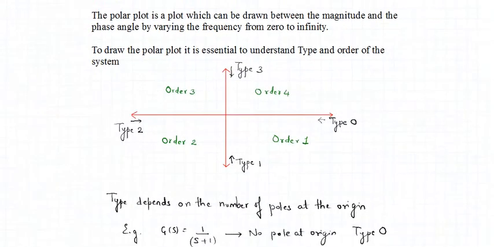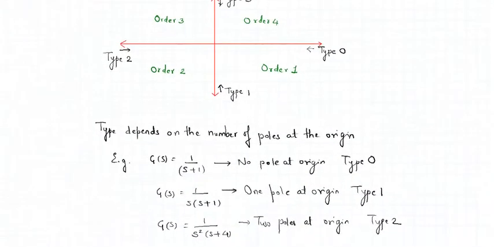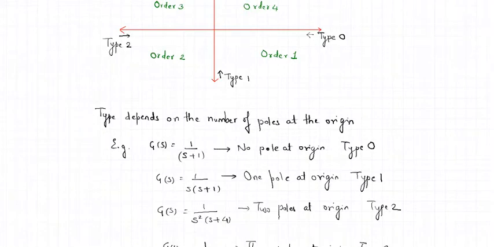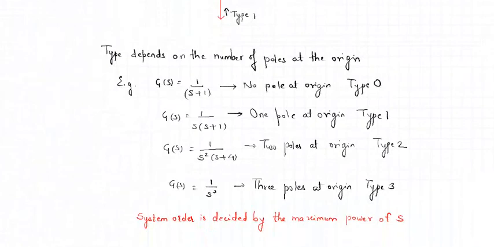So what is type 0? Type 0 is nothing but the system which has no poles at the origin, right? So if the system has no poles at origin, the system becomes type 0. If the system has one pole at origin, the system becomes type 1. If the system has two poles at origin, the system becomes type 2. And if the system has three poles at origin, the system becomes type 3.